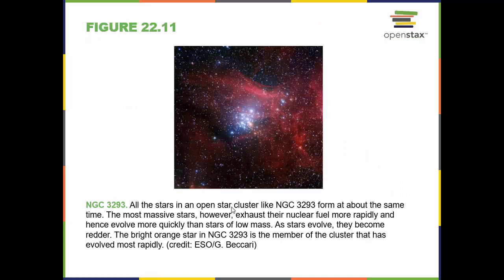So all the stars in this open star cluster, like NGC 3293, form at about the same time, and the most massive stars, however, exhaust their nuclear fuel more rapidly and hence evolve more quickly than the stars of low mass. So as the stars evolve, they become redder. And the bright orange star is a member of the cluster that has evolved most rapidly.